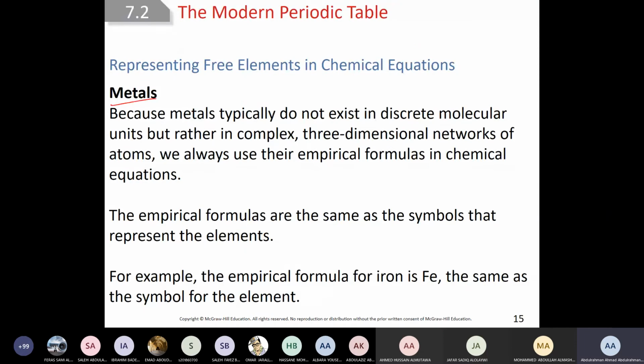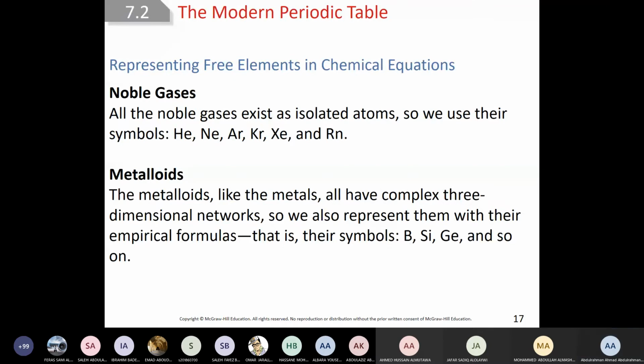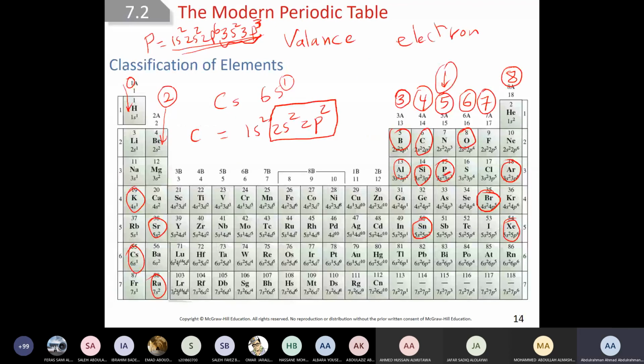What's the meaning of metals? We know where the metals, the non-metals and the metalloids are. Okay, the metals, if you have the periodic table, do you know where the metals are? This is the metal side, so okay, even this one, okay.